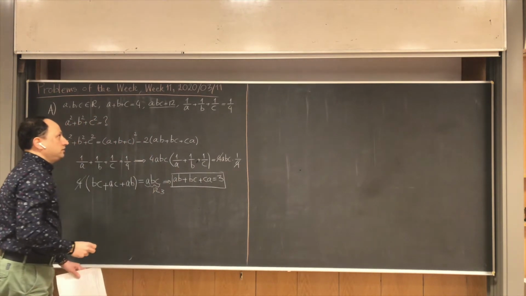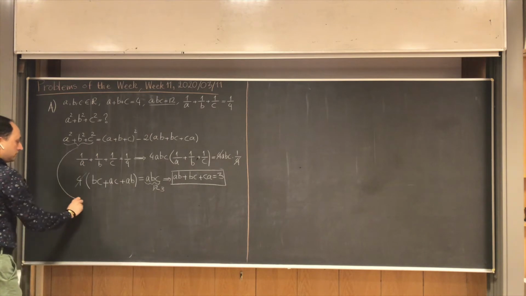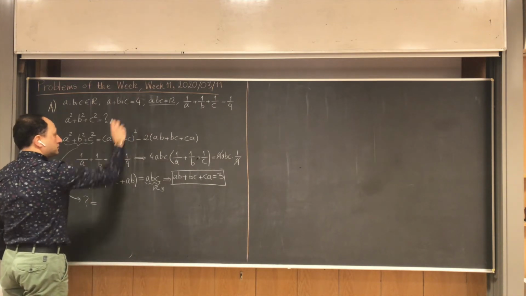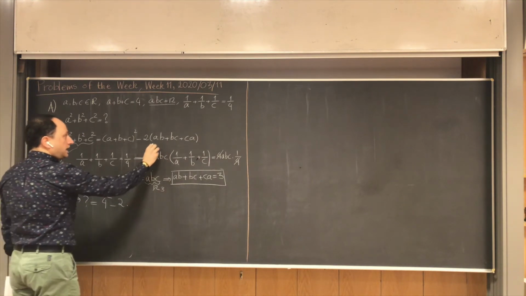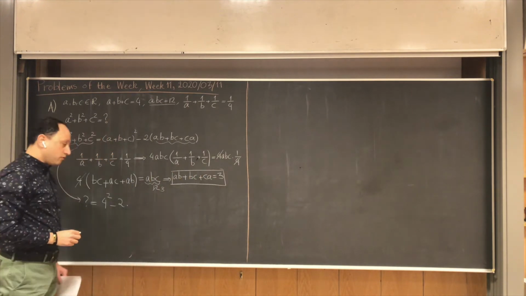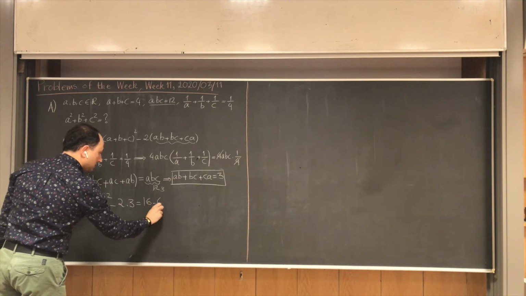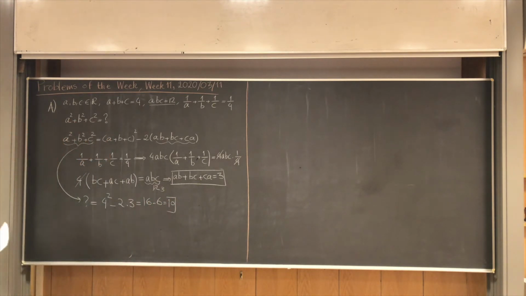Okay, now if you see the question mark here, this is my question mark, is equal to a plus b plus c, which is given to be 4, so it becomes 4 to the 2 minus 2 times ab plus bc plus ca, I just got it, it is 3, yes? So it becomes 2 times 3, and this is 16 minus 6, which is 10, yes? So that is the answer to the first question.